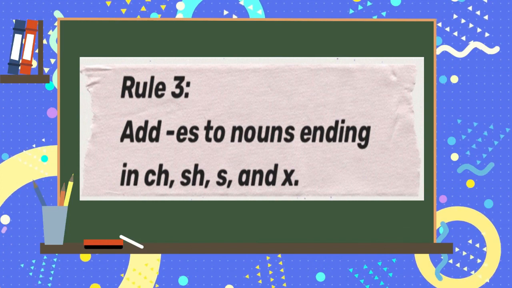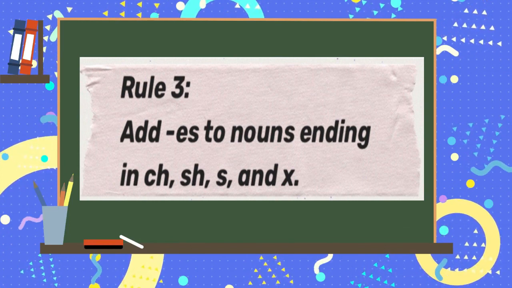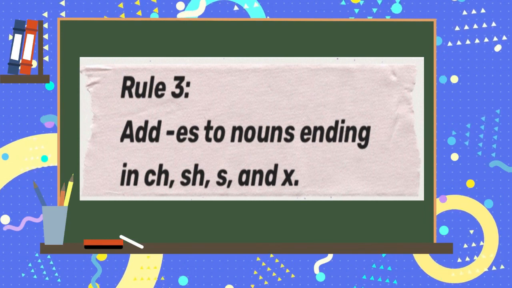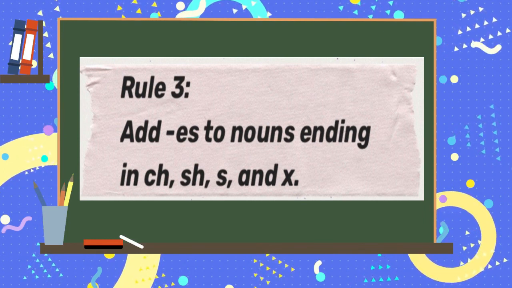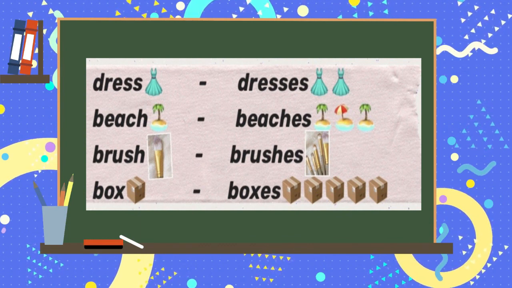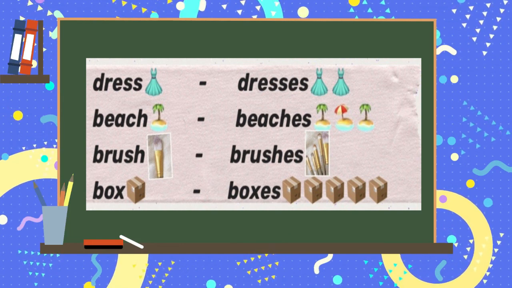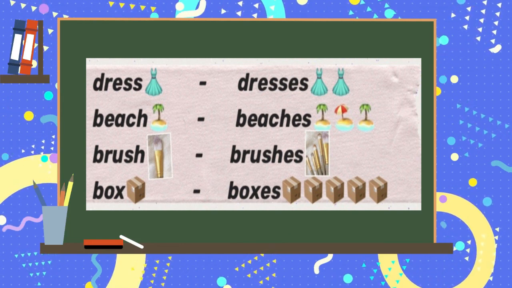Third rule, add es to nouns ending in ch, sh, s, and x. Examples are dress, dresses, beach, beaches, brush, brushes, and box, boxes.